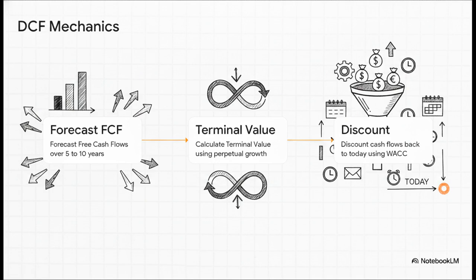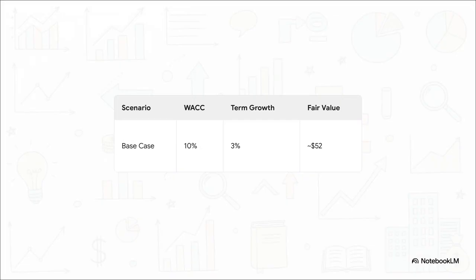Now, because DCF models are highly sensitive to your assumptions, we always run a sensitivity table. By varying our discount rate and our terminal growth, our base case, which is a 10% WACC and a 3% terminal growth rate, gives us a fair value of right around $52 per share. Remember, the current price is about $61, so even giving them full credit for executing perfectly on their 20% growth target, the stock is currently priced for absolute perfection.